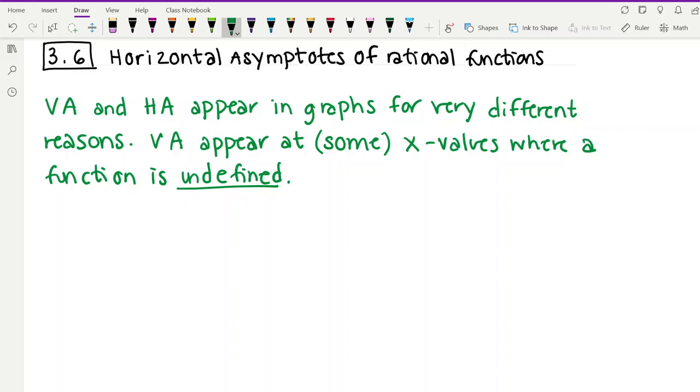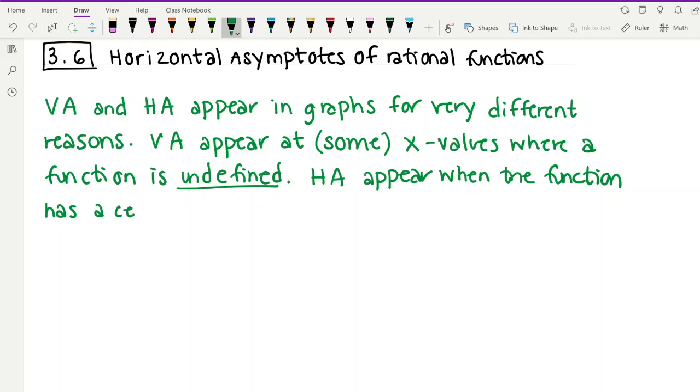So what about horizontal asymptotes? What do those have to do with? We talked a little bit about horizontal asymptotes in our first video, and basically horizontal asymptotes have nothing to do with a function being undefined. What they have to do with is the end behavior of the function. So horizontal asymptotes appear when the function has a certain type of end behavior.